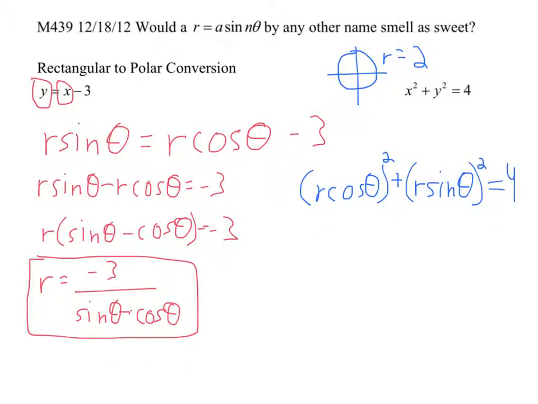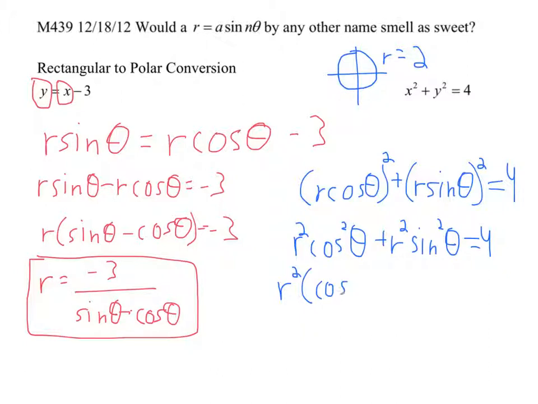Set that equal to 4. And so this is going to give us r squared cosine squared plus r squared sine squared equals 4. And just like we did last time, let's see if we can solve for r. Let's factor it out from both sides. We get r squared times cosine squared theta plus sine squared theta equals 4.